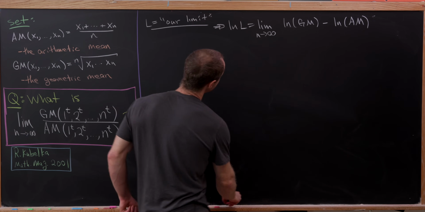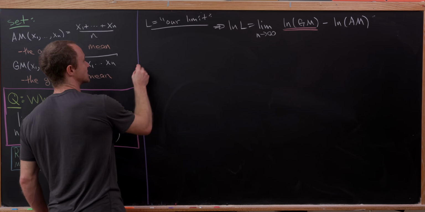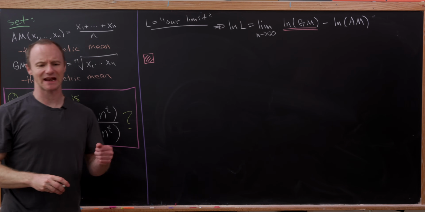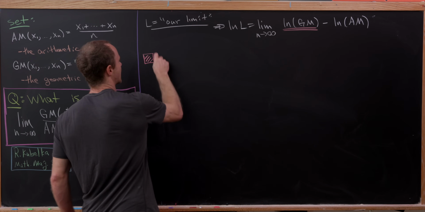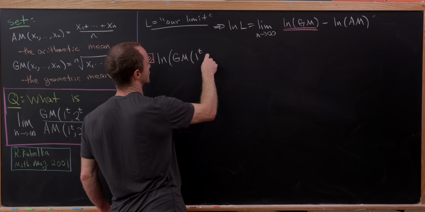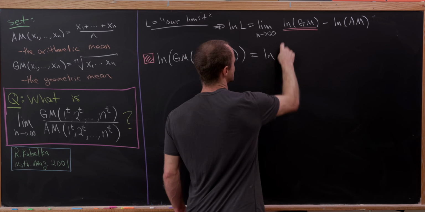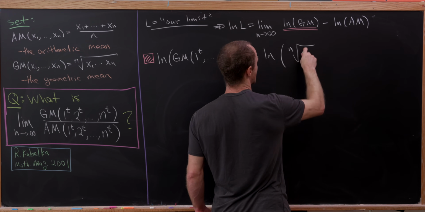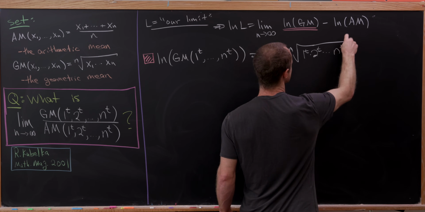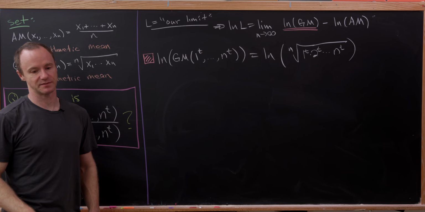Okay. So the first thing that we want to do is consider this term right here, in other words, the natural log of the geometric mean. So let's see if we can get a handle on what that looks like. Natural log of geometric mean. I'll put the numbers in here now. So 1 to the t all the way up to n to the t. So that'll be the natural log of the nth root of 1 to the t times 2 to the t all the way up to n to the t. That's just by the definition of the geometric mean.